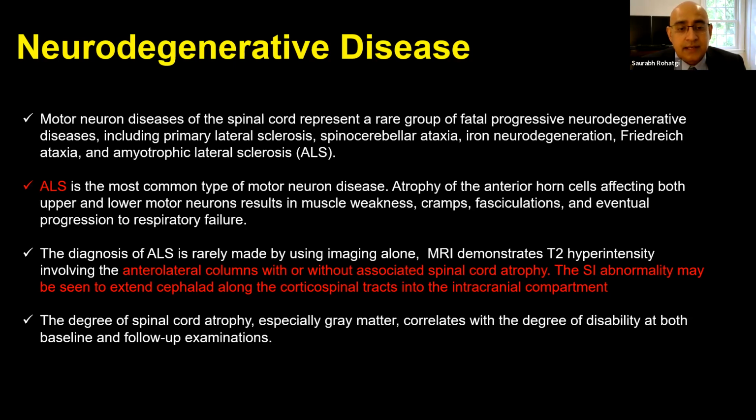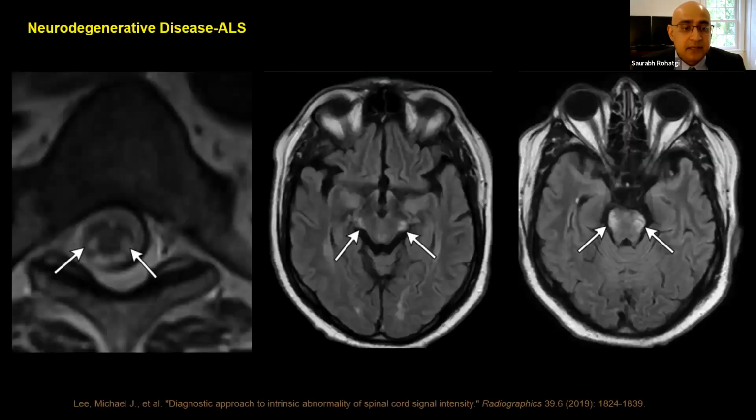The diagnosis of ALS is rarely made by imaging alone, but on MR you will see T2 hyperintensity involving the anterolateral columns without associated spinal cord atrophy. The degree of spinal cord atrophy, especially gray matter, correlates with the degree of disability at both baseline and follow-up examinations. This is a case from literature that I have taken where you can see T2 hyperintensity along the lateral columns and along the corticospinal tracts.